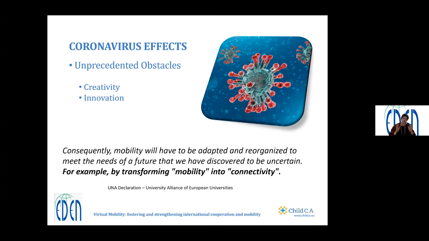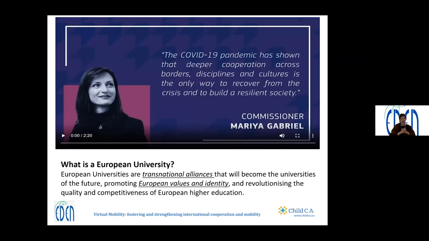This is a sentence from the UNA Declaration, a very interesting new initiative from the European Commission, that is, the University Alliances of European Universities. The European Universities are transnational alliances that will become the universities of the future, promoting European values and identity and revolutionizing the quality and competitiveness of European higher education. So we are creating, as Europe, an organic tissue, in order to join European universities with this kind of alliances.